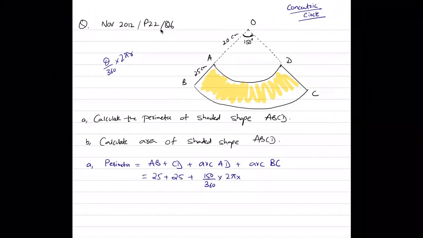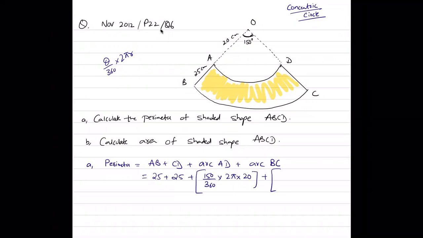Yes. What is the radius of the sector OAD? Then it will be 20. 20, that's right. So understand the shape: OAD is a sector, OBC is also a sector. This is going to be 20 plus.